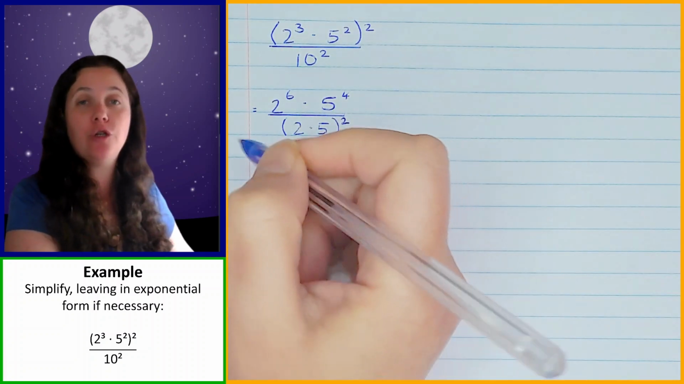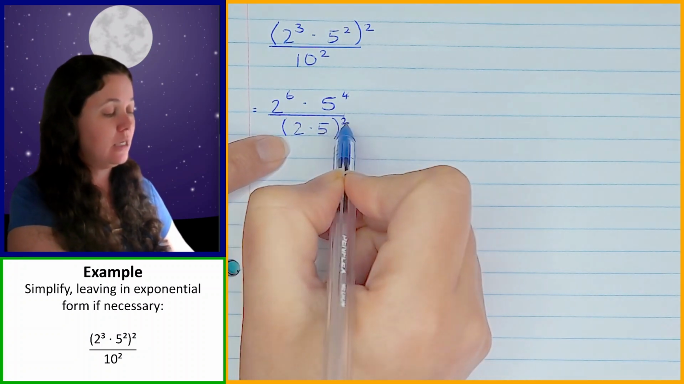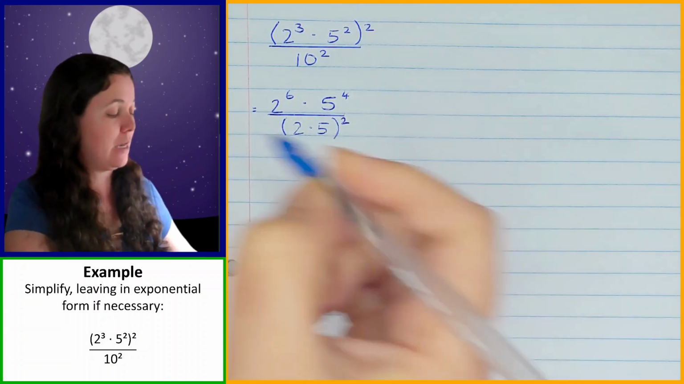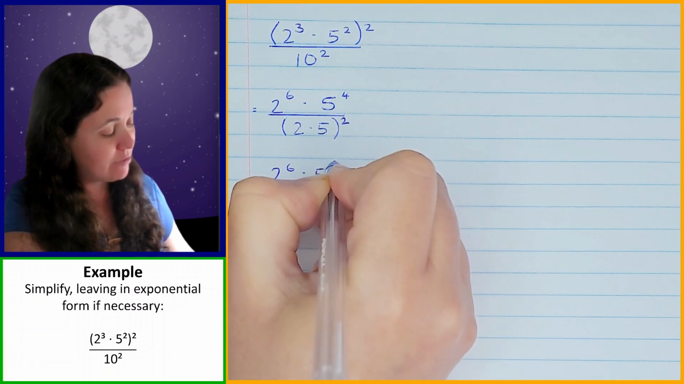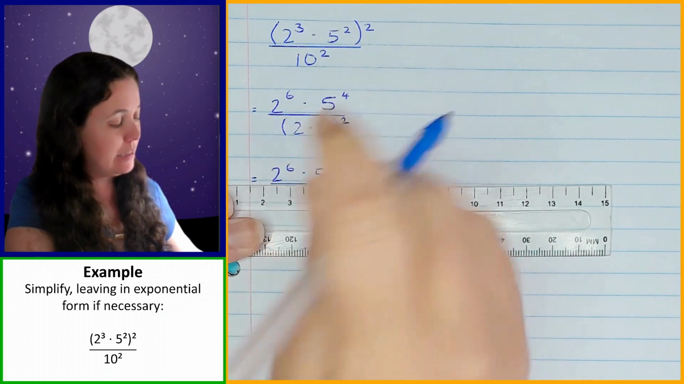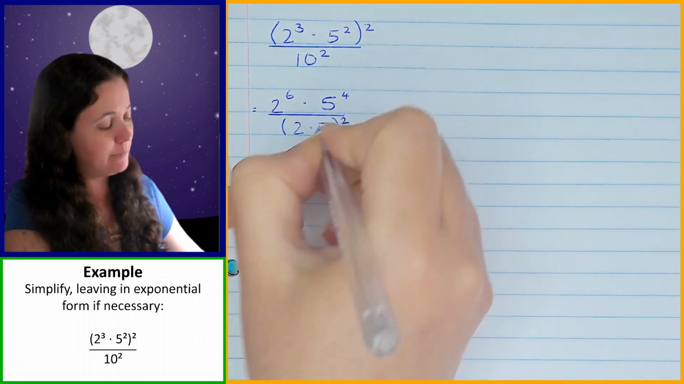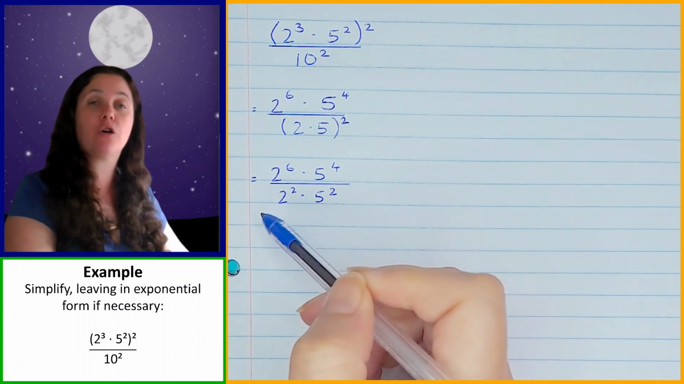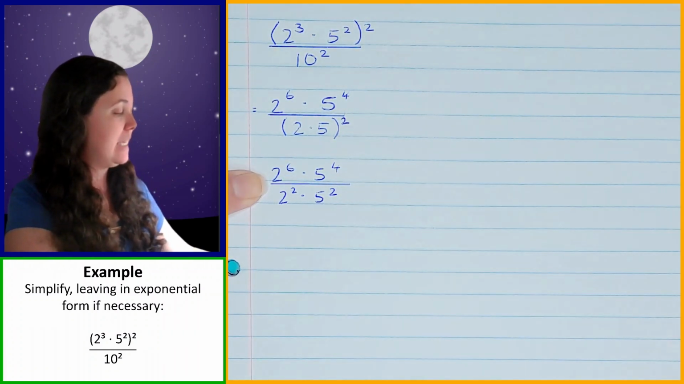And now we're going to go and use what we already know about our laws of exponents, which says if I've got a product being raised to a power, I'm going to give that power to each of the factors. So I have 2 to the power of 6 times 5 to the power of 4 over, now this is the same as 2 to the power of 2 times 5 to the power of 2. And now I can go and simplify this because now I've got the same bases. So over here, I've got my 2's, and here I've got my 5's, and I can simplify those.